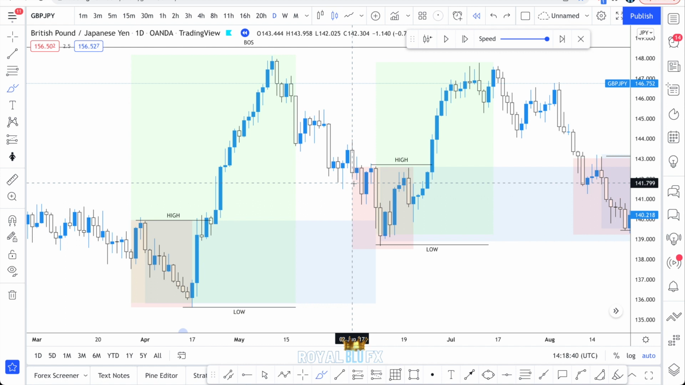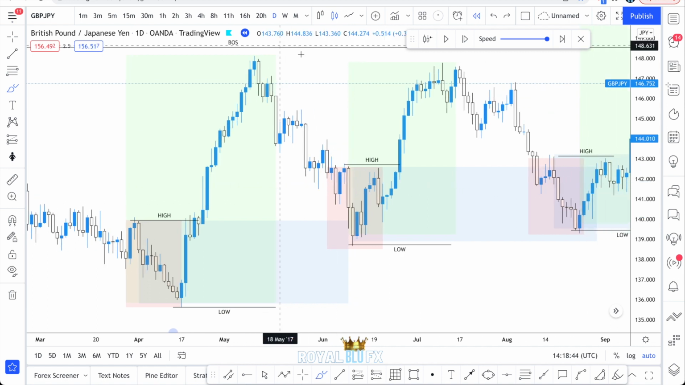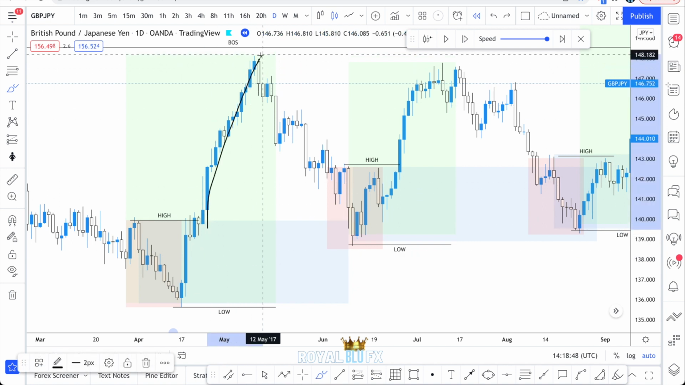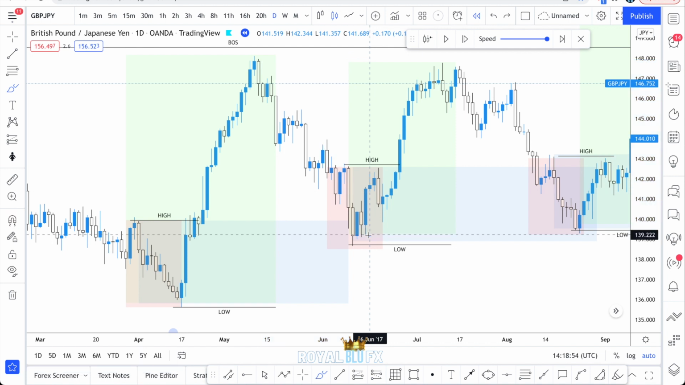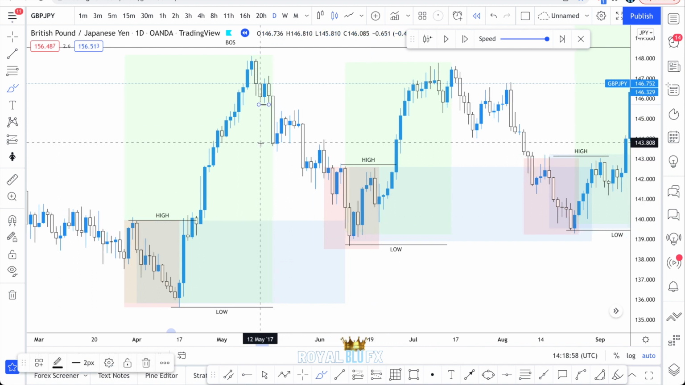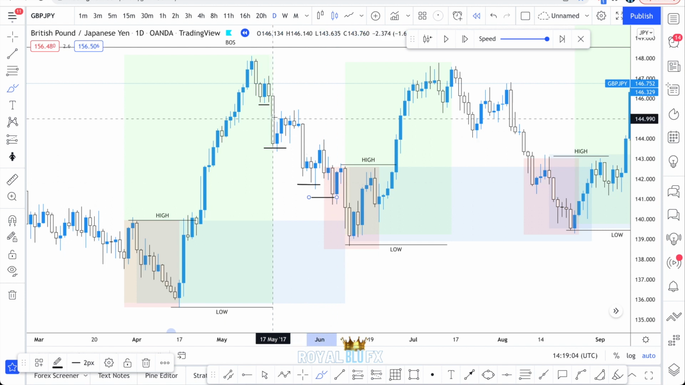Okay, so that's what supply and demand is. Essentially, when price overextends, we're given the fair chance by the banks and institutions to come and enter at a good price. And you can see other buyers have tried to buy this market at a fair price on their own, at their own skill of their own analyzing.